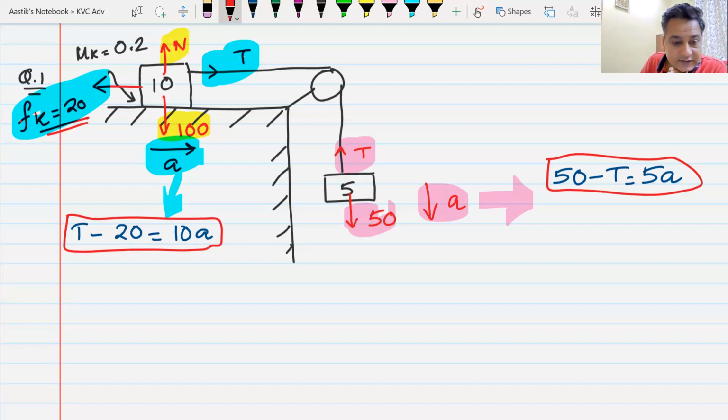Okay, that takes us to the next topic, and the next topic is known as static friction. Now, what is this static friction? Anyone? What is this static friction? Have you heard about static friction? What is static friction? Tell me.